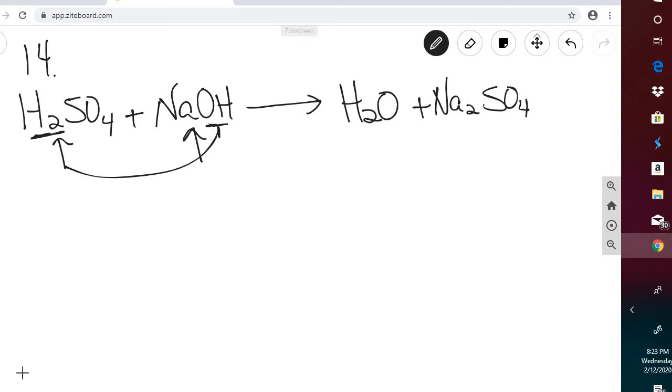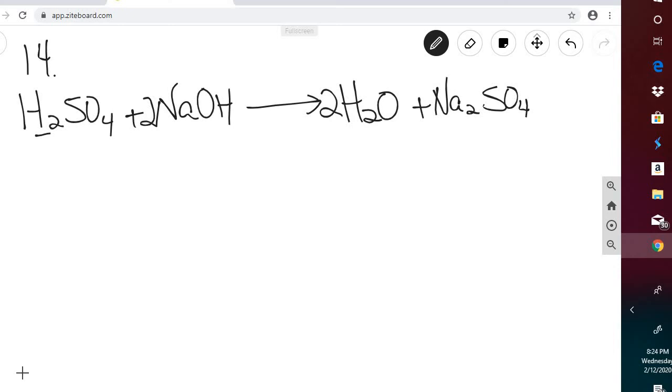Okay, now we need to balance it. Let's go ahead and balance it. We can start with the sodium, so let's put a 2 there. SO4s are okay, sodiums are okay. Let's look at the hydrogen. So we have 4 hydrogens over here. We have 2 plus 2. So let's put a 2 there. And then let's look at the oxygens. We have 4 plus 2, we have 6, and we have 2 plus 4, we have 6. Okay, so that's the balanced equation.